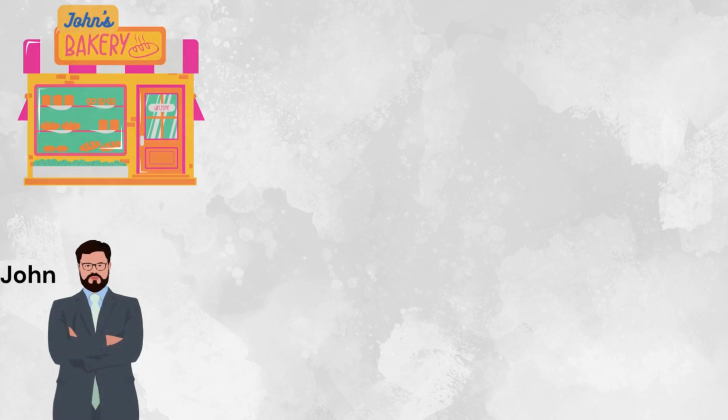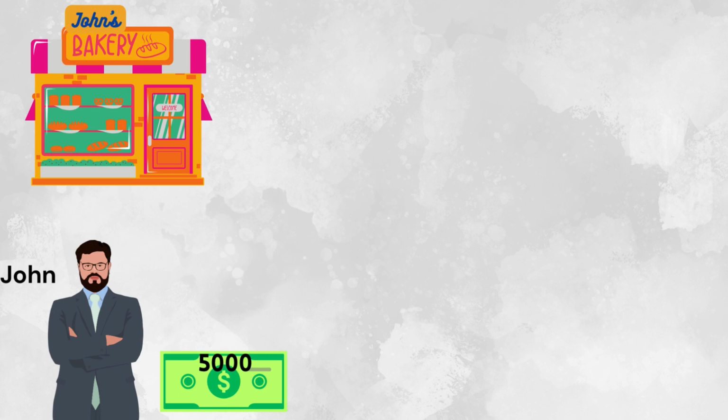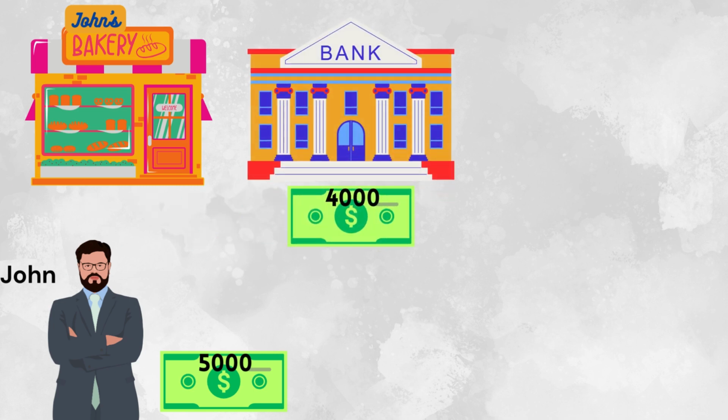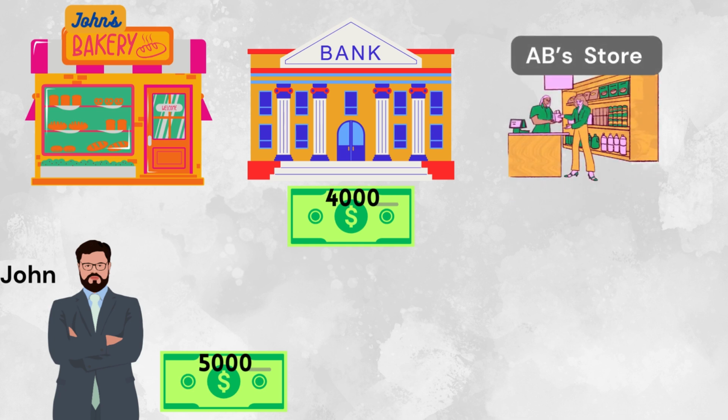Let's take an example to understand this. Imagine John decides to start a bakery business by investing $5,000 of his own money. As this money was not sufficient, he decided to take a long-term loan of $4,000 from the bank. Further, for managing the working capital of his business, he signed a contract with AB Store for supply of raw materials, who agreed for providing a 30 days credit period to John's bakery.